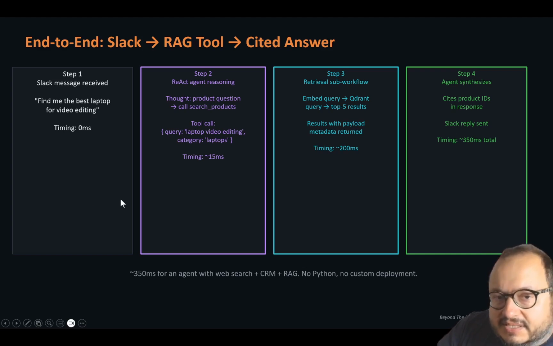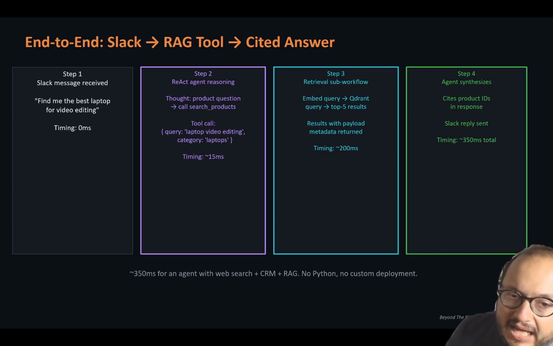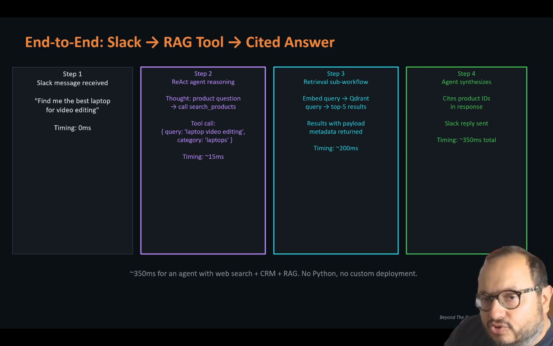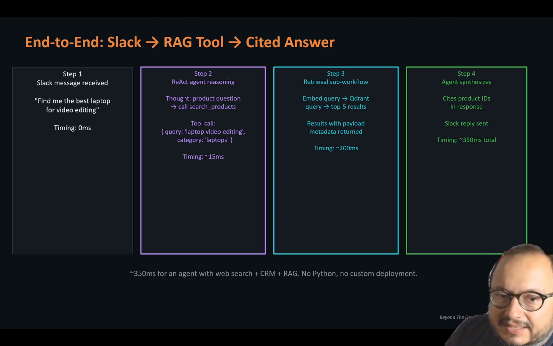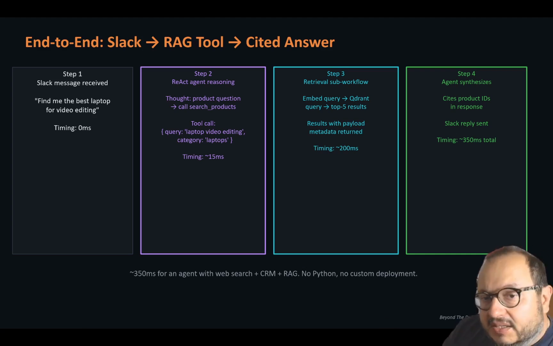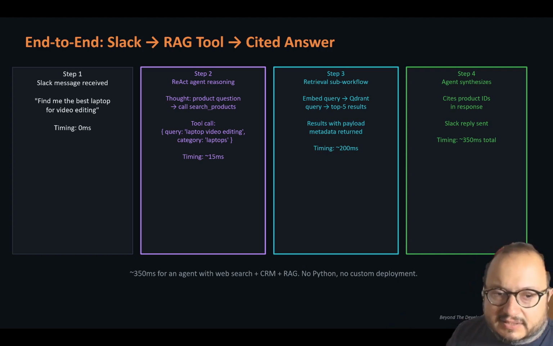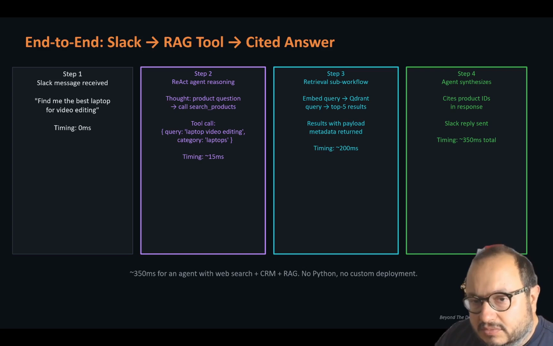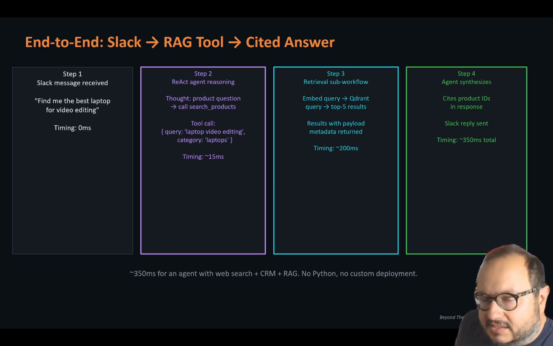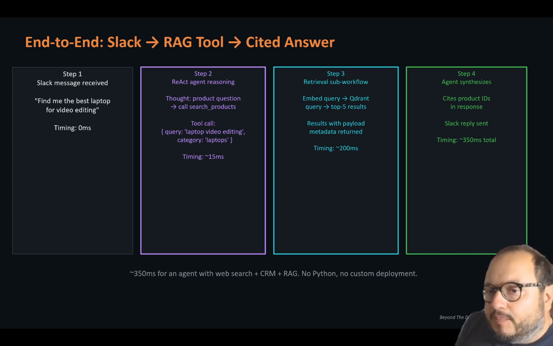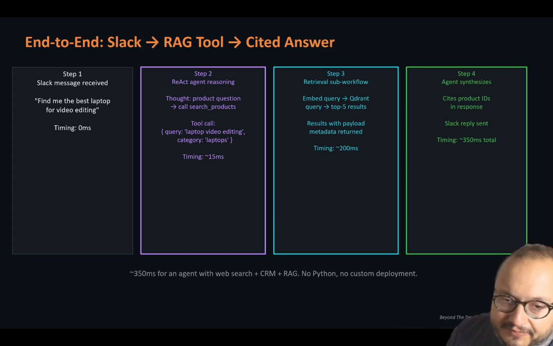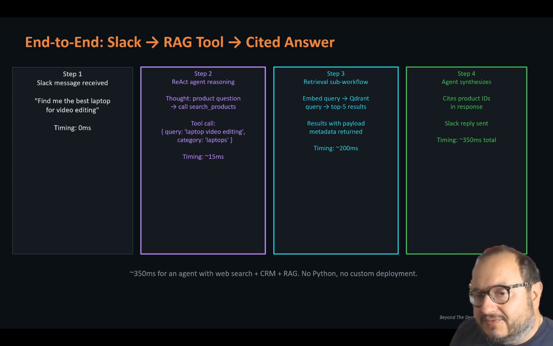That's it. The retrieval sub-workflow executes and the embeddings node converts the query string into a vector, about 15 milliseconds. The Qdrant Vector Store node queries the collection, about 180 milliseconds, and it's done. The code node formats the 5 results, total sub-workflow time is around 200 milliseconds. Back in the agent, second reasoning step. Thought: I have 5 laptops with specs and prices. I can synthesize an answer. It calls final answer and constructs the response with product citations, and the Slack reply fires. Total elapsed approximately 350 milliseconds.